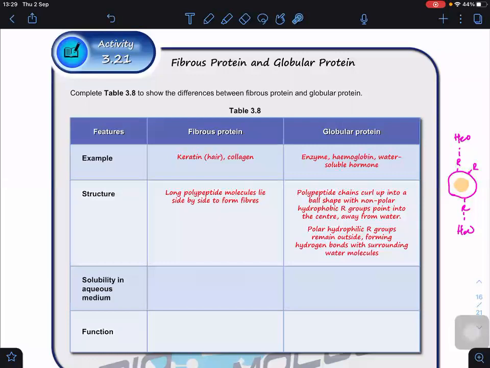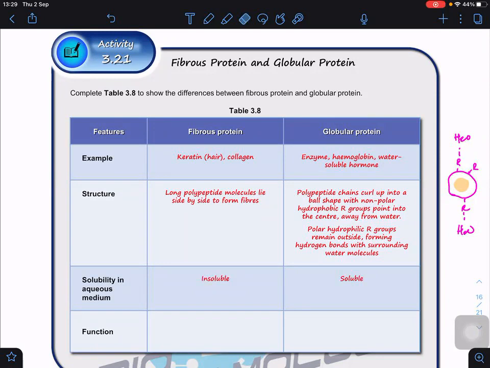So protein, we have the water-soluble form, globular protein. Why? Why they can solubilize in water? Okay, basically they have this hydrophilic R group forming hydrogen bond with surrounding water molecule, therefore they dissolve. Are you clear? But fibrous protein, they don't dissolve, okay, in the water. So that's why you say insoluble in water.